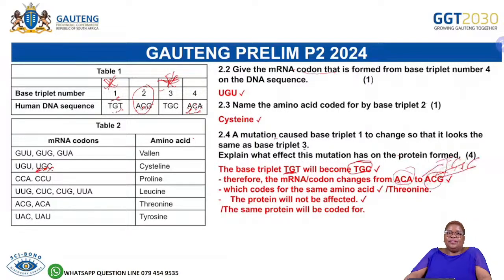All right. This is easy to go. So practice more of these high order questions. Then the protein will not be affected in this case. The same protein will be coded for. So let's look at ACA. Do we have ACA as an mRNA codon on the table? Yes. Okay, ACA, right? We've got ACA, here is ACA.